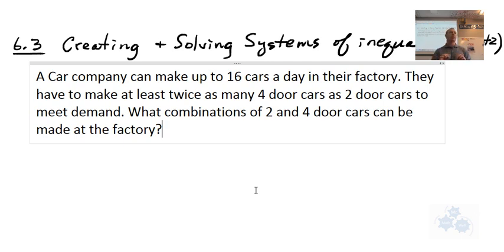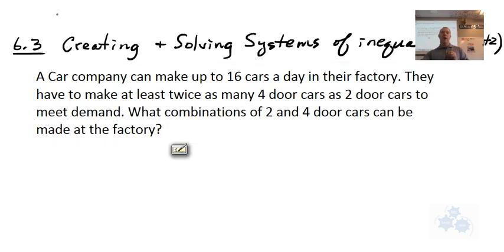But this is a simple example. I realize that. So we probably could come up with a lot of different options right away. But let's work through the process of generating these inequalities, graphing them, and then you'll be able to see visually where those combinations of these two types of cars that could be made at this factory will be. So the first thing we need to do is generate the inequalities.